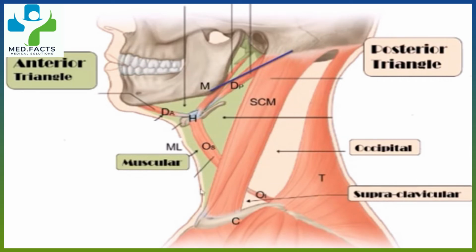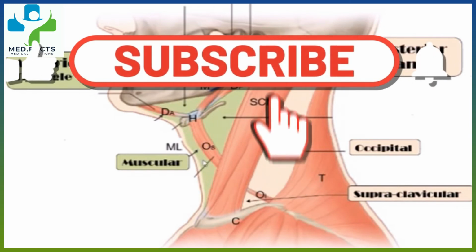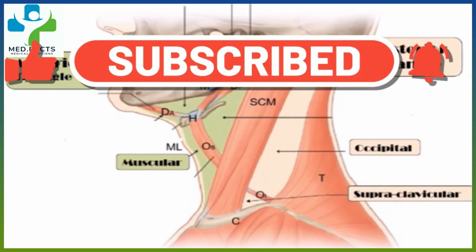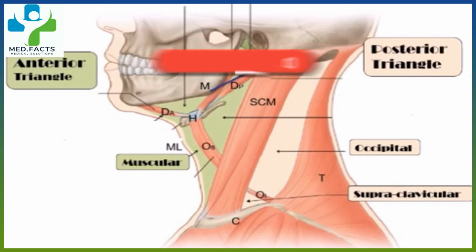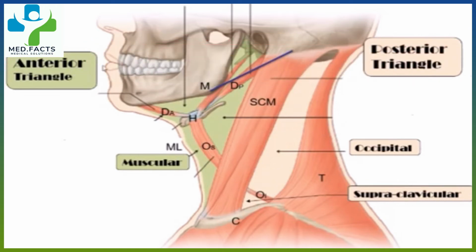Why is it called the muscular triangle? Because the main contents of this triangle are the muscles. Which muscles? Because it is below the hyoid bone, all the muscles here are the infrahyoid muscles, like the sternohyoid, sternothyroid, thyrohyoid, and so on. Omohyoid forms the boundary. So it is called a muscular triangle because it has muscles within it. If you go deep inside, you can trace the trachea, the thyroid gland, esophagus, and other things. But superficially in this triangle we only have the muscle. That's why it is called the muscular triangle.